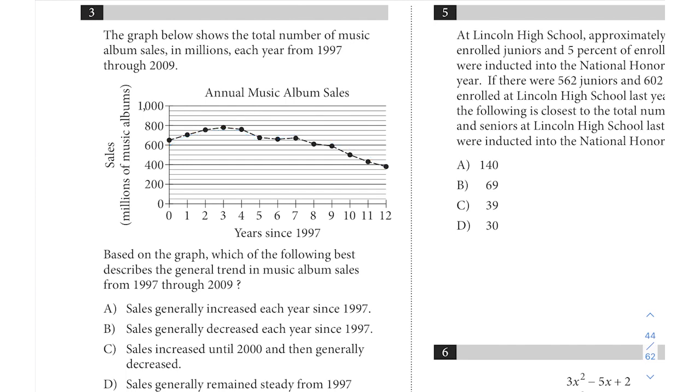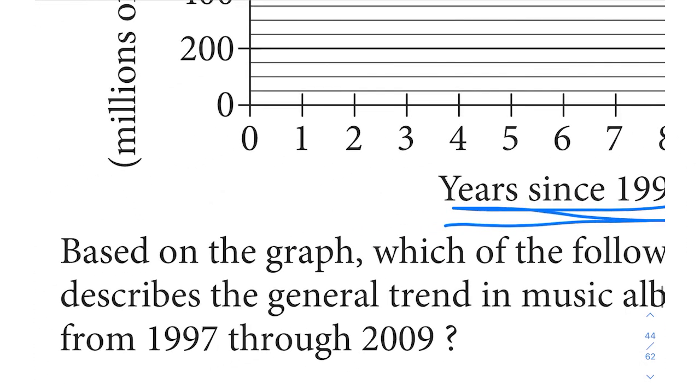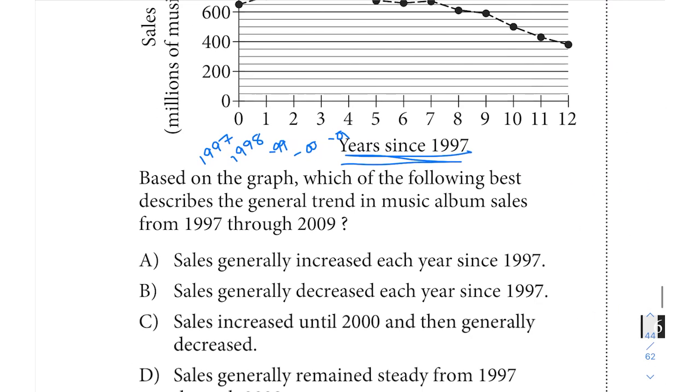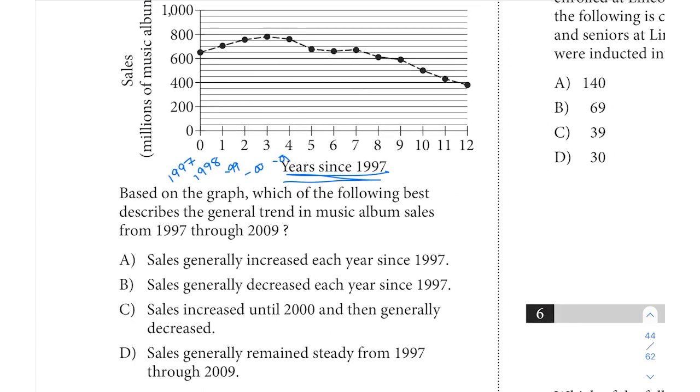And we see the trend over those years, and it says, based on the graph, which of the following best describes the general trend in music album sales from 97 through 2009? So since the x-axis here shows years since 1997, what that translates into is basically, if you're 0 years from 1997, that means it actually is 1997. 1 year from 1997 would be 1998, and so on and so forth. So this would be 99, 2000, 2001, 2002, 3, 4, 5, 6, 7, 8, 9, etc.